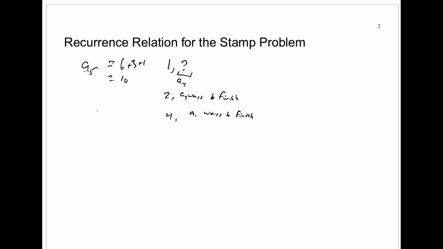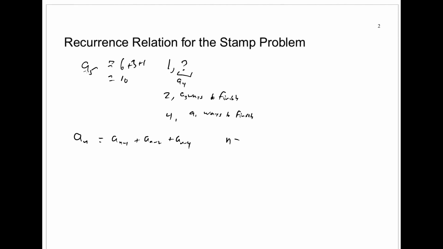Can we get a general recurrence relation for this problem? What if I want n cents? Well, if I start with a 1, I have a sub n minus 1 ways to finish that row of stamps. If I start with a 2, I have a sub n minus 2 ways to finish that row of stamps. And if I start with a 4, I have a sub n minus 4 ways to finish that row of stamps. So this will be a general recurrence relation.